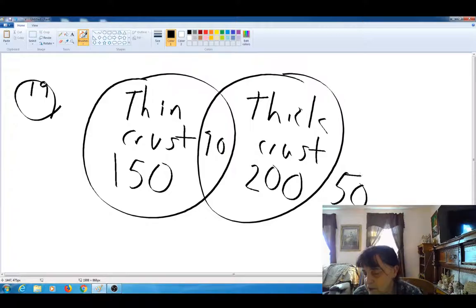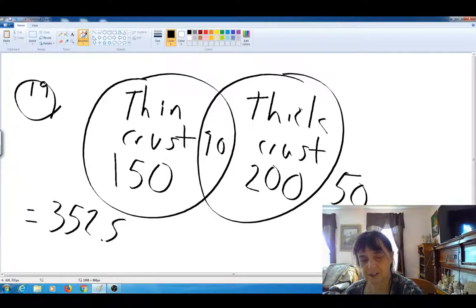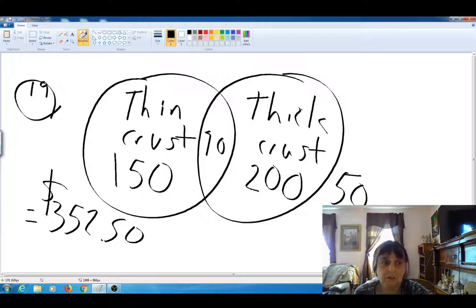Now, it's 470 people, but each person was paid 75 cents apiece. So the cost of the survey is $352.50. Okay, because they interviewed 470 people. Now number 20.